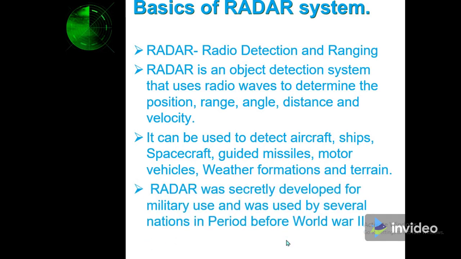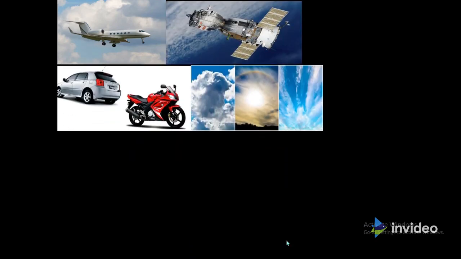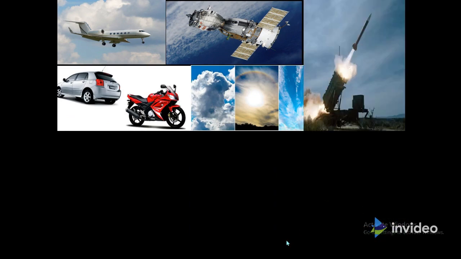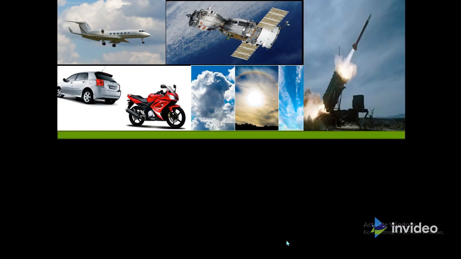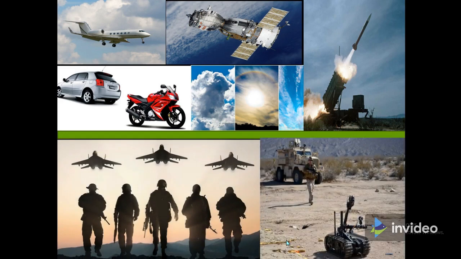Radar was first secretly developed for military purposes only, and then it was also used by several nations in the period before World War II. Now let's see some pictures. This is aircraft, spacecraft, motor vehicles, weather formations, and guided missiles. This is the army; they use it for surveillance purposes and military purposes.